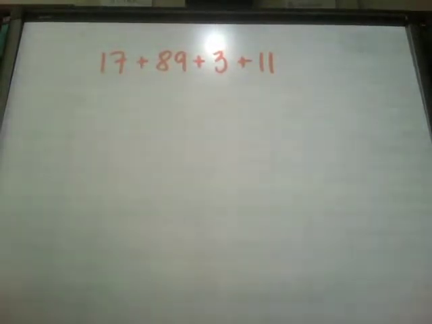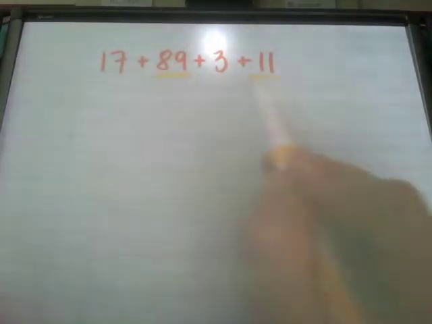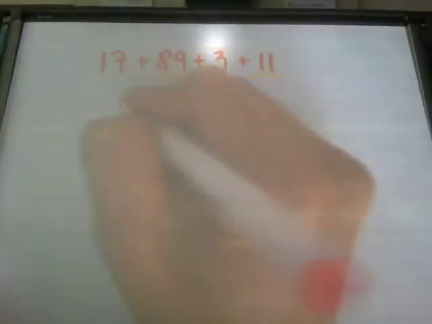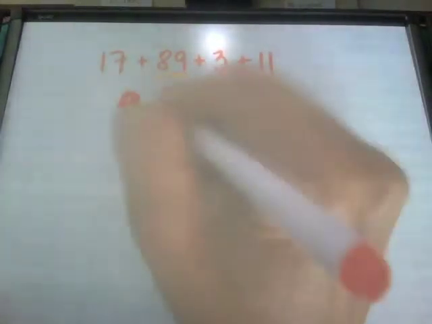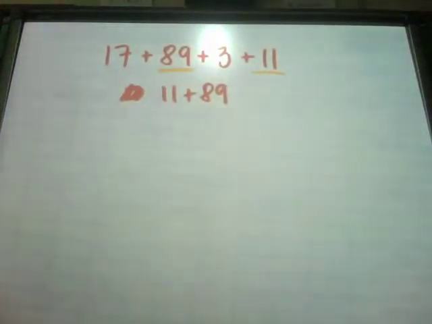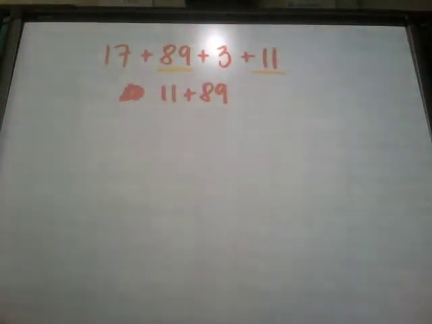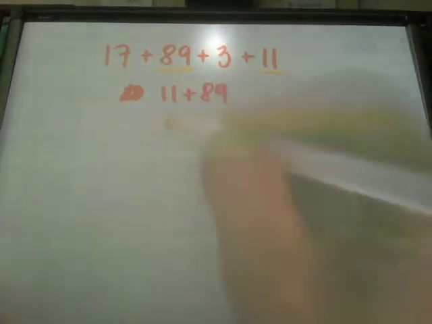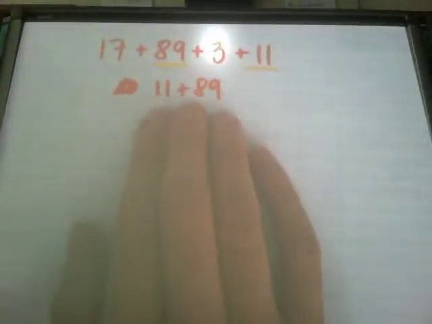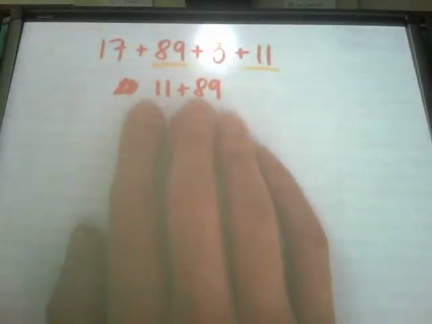Does anybody see a pair of numbers that I could reorder and put together to make it easier? Daniel. 11 and 89. Okay, good. If we reorder it, and now again, you don't have to write the 11 and the 89 down when you do the homework. Whoops, I even wrote it wrong. 11. But if you want to, you can. 11 plus 89 makes how much? CJ? 100. Right? Now, again, on the mental math, guys, if you need to, take the 1 from the 11. 89 plus 1 is 90, plus another 10, oh, that's 100.